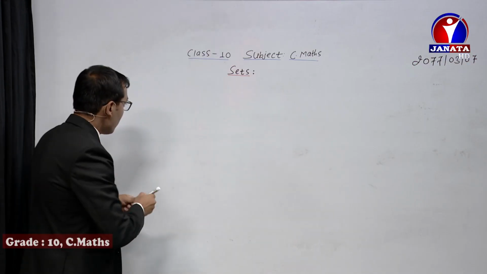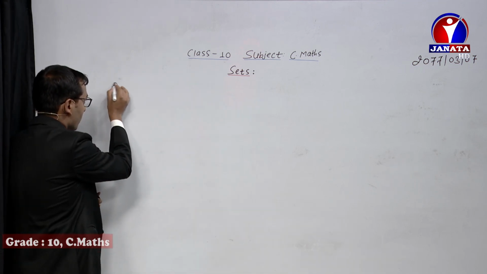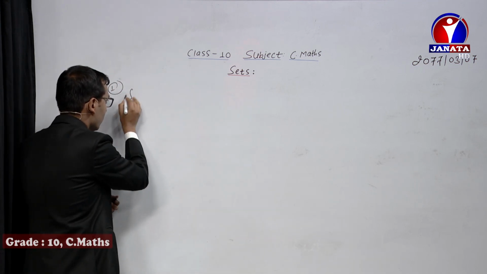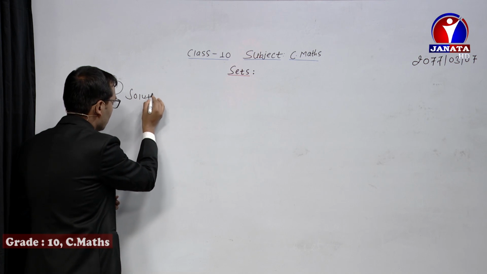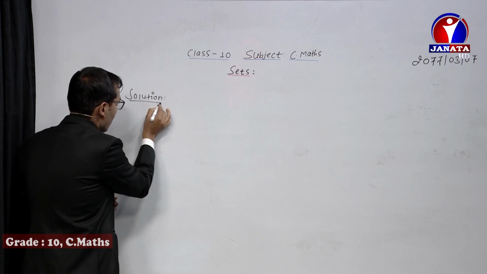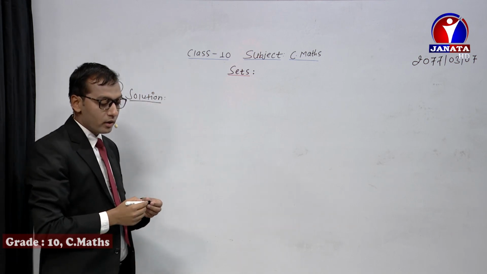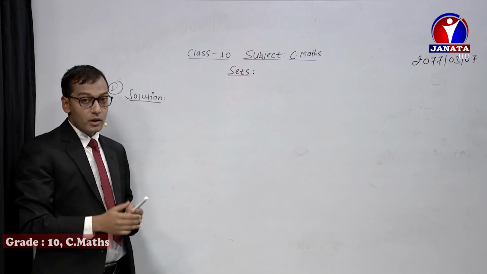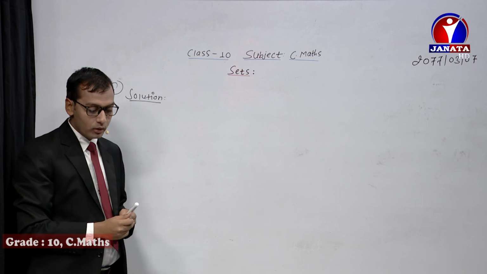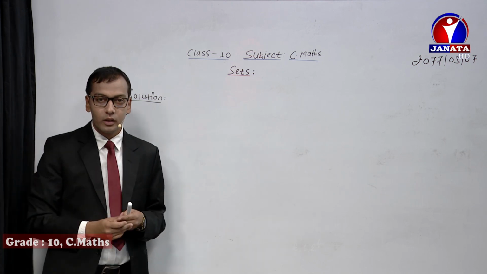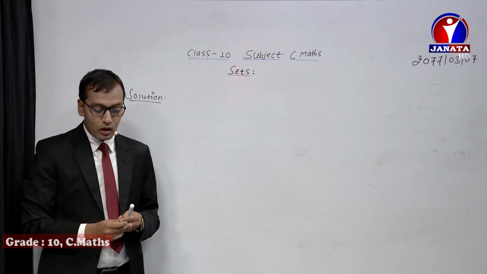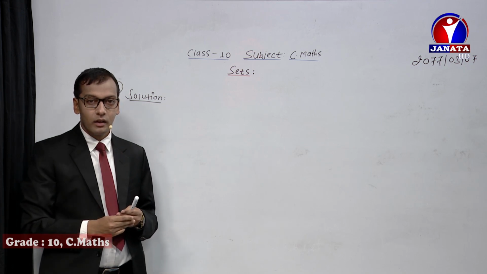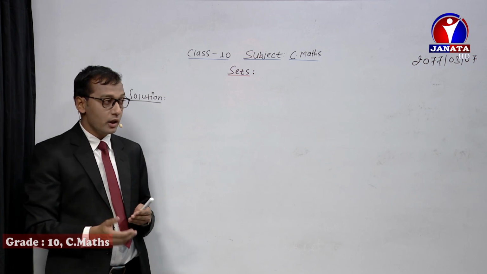Okay, this is question number 1. Let me start solving this question. The question talks about two different items. The two different items are tea and coffee here. So what is the total number of students of the class? We have a total of 130 students.